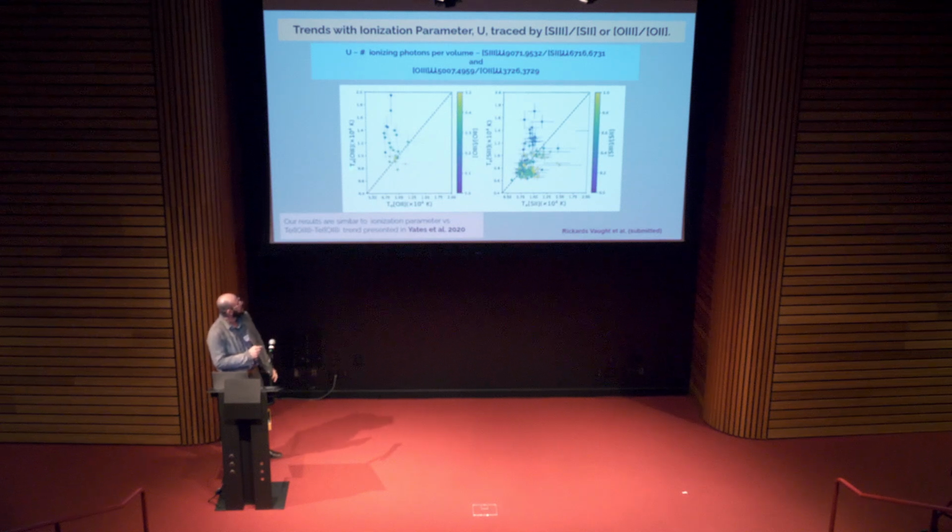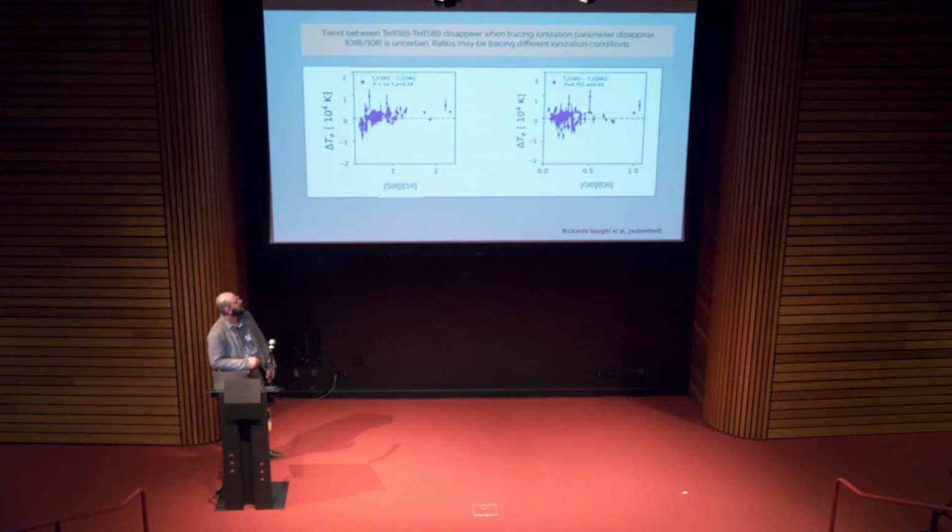This comparison with oxygen is similar to the results that were presented in Yates et al. 2020. They did not do this for sulfur, so this is a new result. But one issue that arises is that when you look at the different tracers of ionization parameter, this trend between sulfur-2 and sulfur-3 actually goes away. So this might be because sulfur-3 and sulfur-2 are tracing different ionization zones within the H2 region than O3 and O2. So these line ratios might change differently within the different ionization conditions compared to ionization parameter.